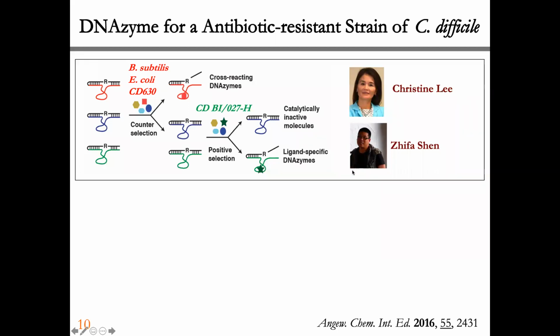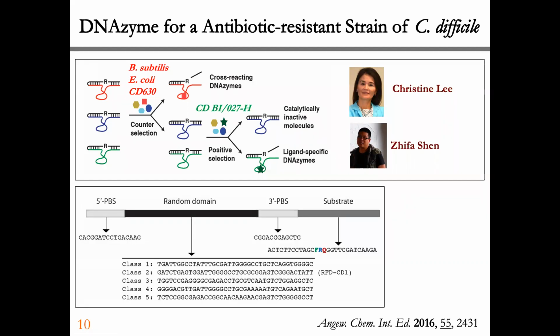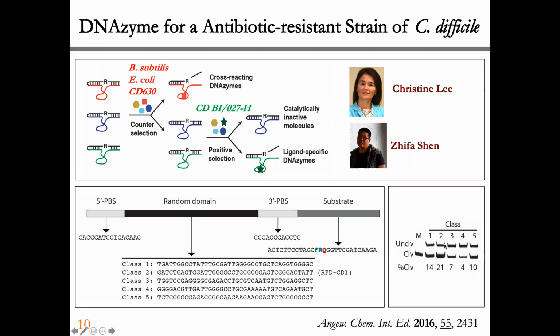This work was done by Dr. Zifa Sen. He's been running his own lab in China for many years now. He did many rounds of selection and we isolated a whole bunch of sequences, written here. This particular one has the highest activity, as you can see here. This is the strong cleavage band: if it cleaves, it generates this cleavage band, so it's uncleaved and cleaved. We named this one IFD-CD1.